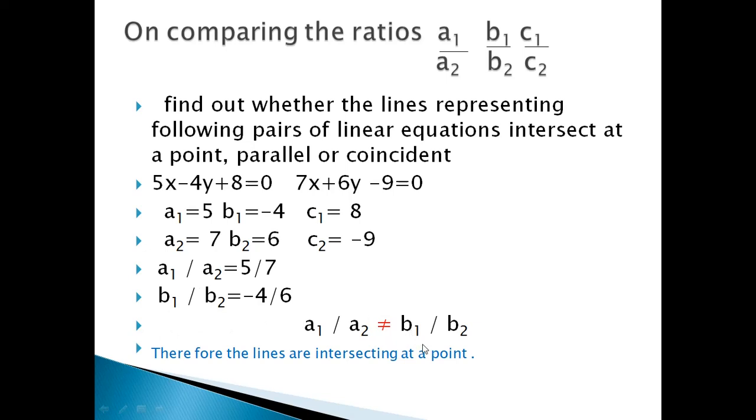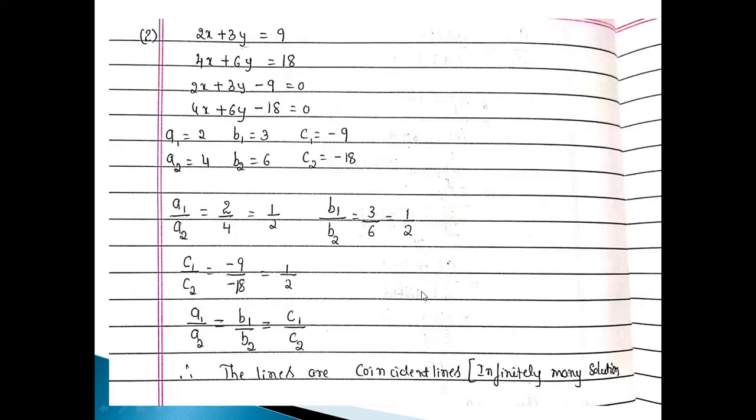If a1 by a2 is not equal to b1 by b2, there is no necessity of finding c1 by c2. Therefore, we decide the lines are intersecting at a point. That means the solutions are unique solutions obtained by this type of equation. Okay. So next, here is the equation 2x plus 3y is equal to 9 and 4x plus 6y is equal to 18.